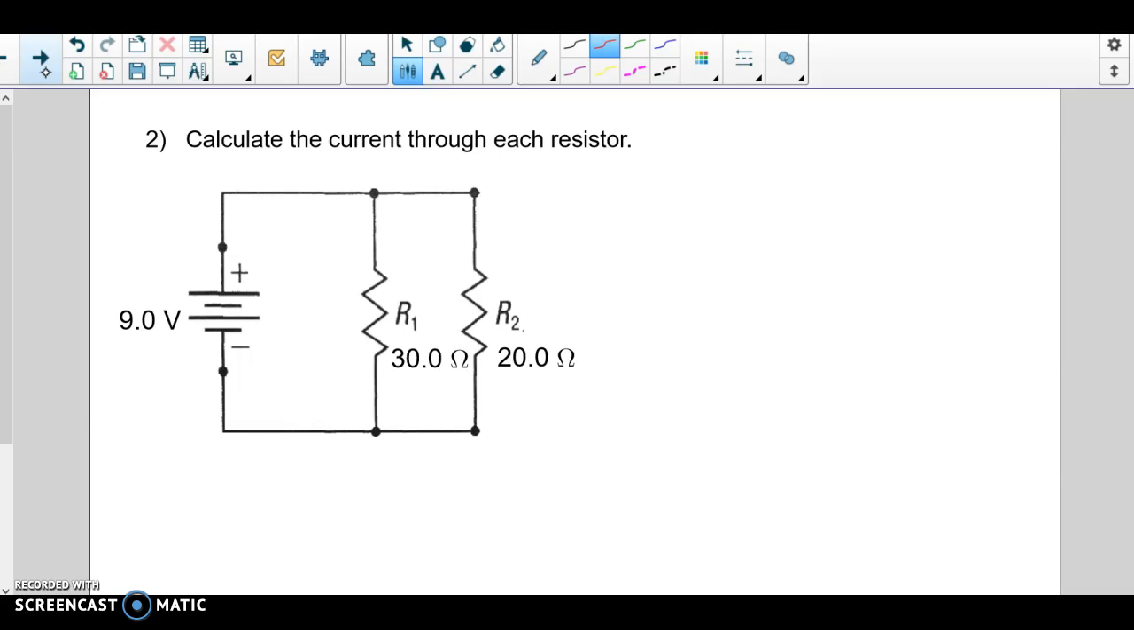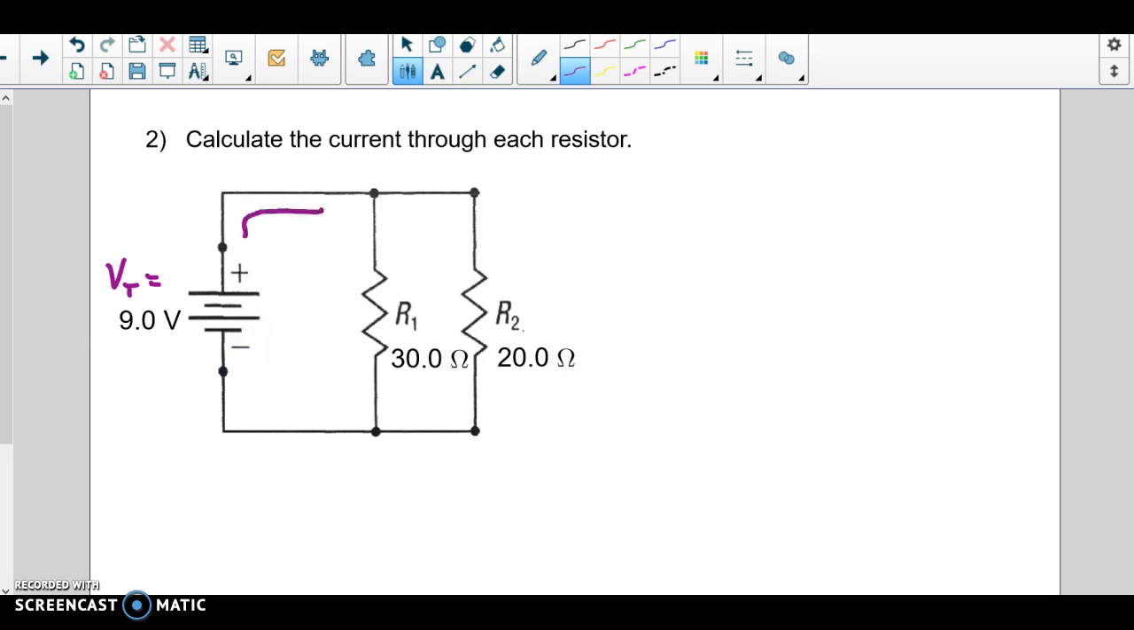Last example question for today. Calculate the current through each resistor. I'm not given a lot of information in the question itself, but I am given some information in the diagram. I'm given 2 resistors, R1 30 ohms, R2 20 ohms. And I have to identify right off the bat that this is connected in parallel. This is the total resistance. I'm going to call that VT. The voltage, the total voltage supplied by my source is 9 volts.